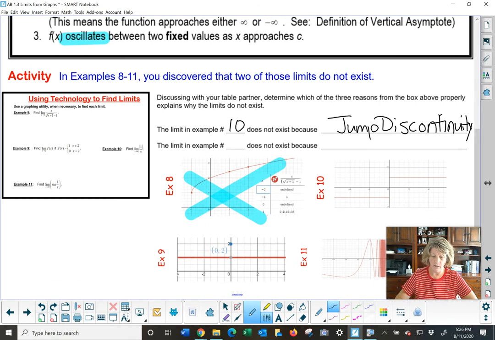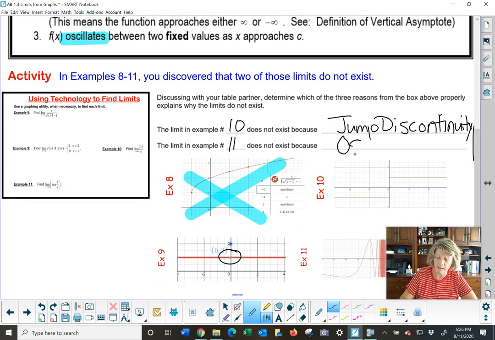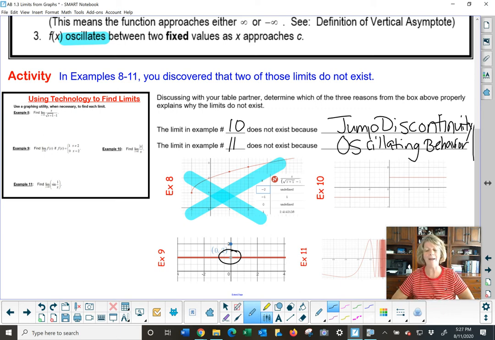Example 9 did exist. That was that piecewise function. So this one didn't have a jump. As we approached 0, left and right side had the same height. So good to go. But example 11, it did not exist. Which of the 3 highlighted? Go back on your notes. Which reason? Oscillating behavior.